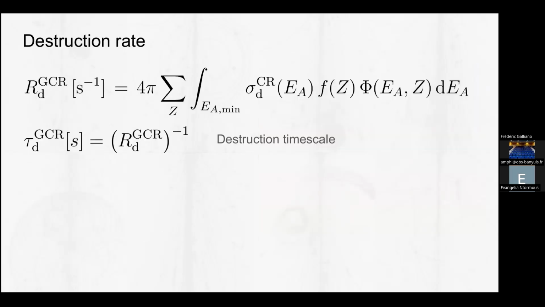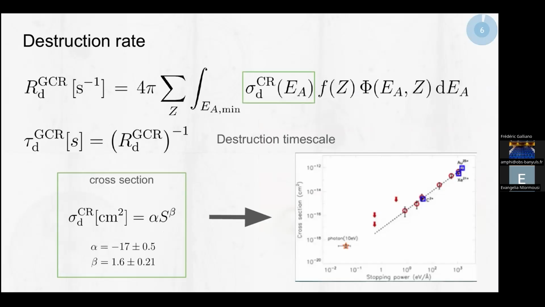So this is the destruction rate. You can see all the signs. It's important to note the units. This is the cross-section. Alpha and beta come basically from lab experiments, so they have some sort of errors also.